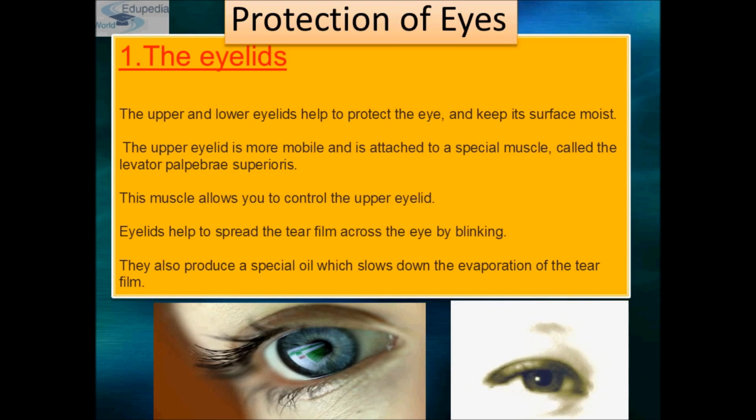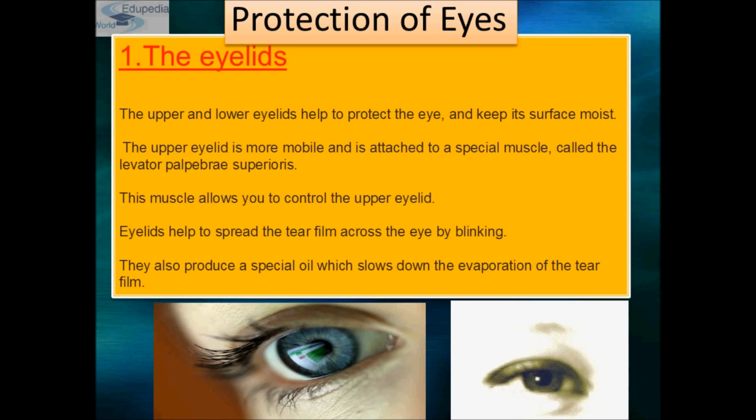That is neural control and coordination. In this, we'll be studying about the protection of eyes. How eyes are being protected. Eyes have protective structures on their outside, and they are 3 in number. First is your eyelid, second is your eyebrow, and third is your adipose tissue.